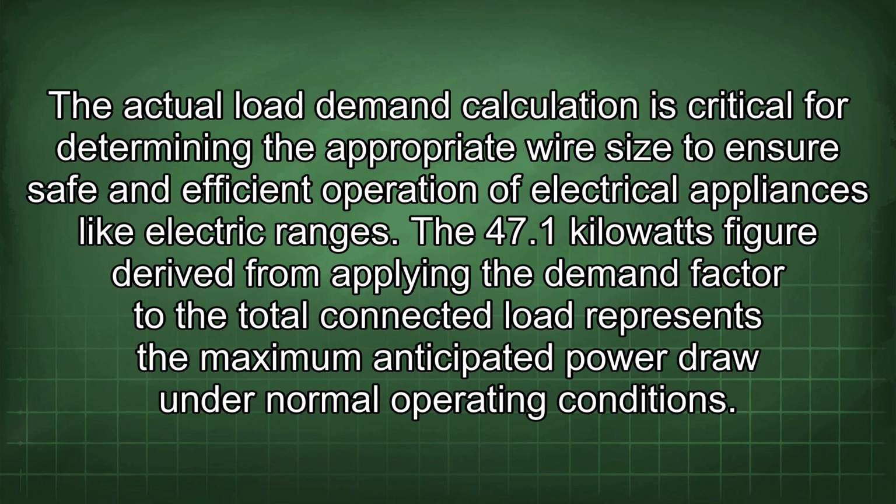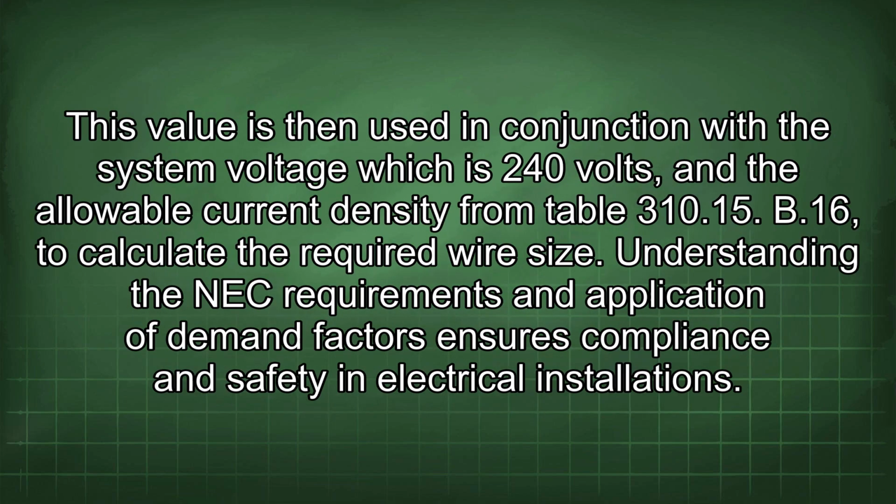The actual load demand calculation is critical for determining the appropriate wire size to ensure safe and efficient operation of electrical appliances like electric ranges. The 47.1 kilowatts figure derived from applying the demand factor to the total connected load represents the maximum anticipated power draw under normal operating conditions. This value is then used in conjunction with the system voltage, which is 240 volts, and the allowable current density from Table 310.15(B)(16) to calculate the required wire size. Understanding the NEC requirements and application of demand factors ensures compliance and safety in electrical installations.